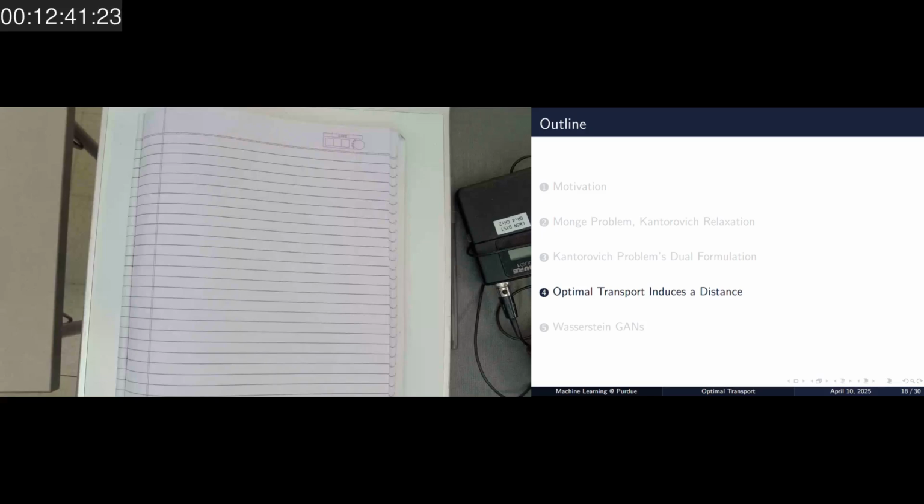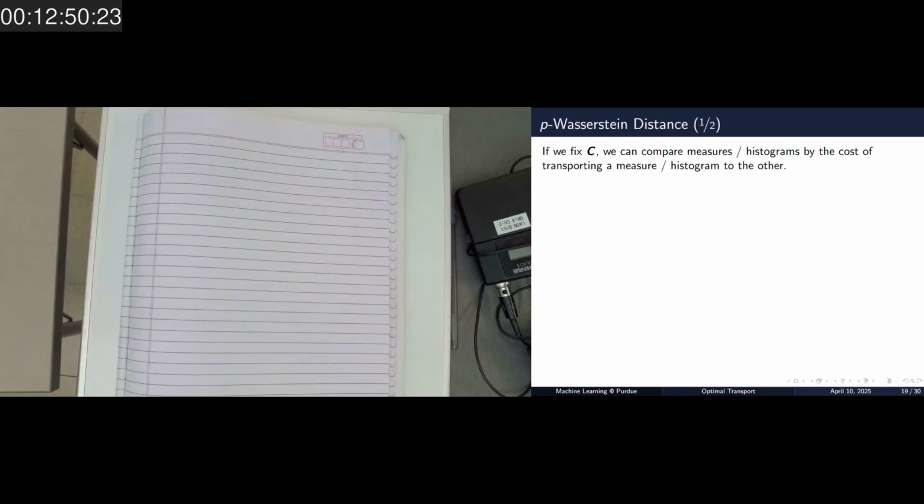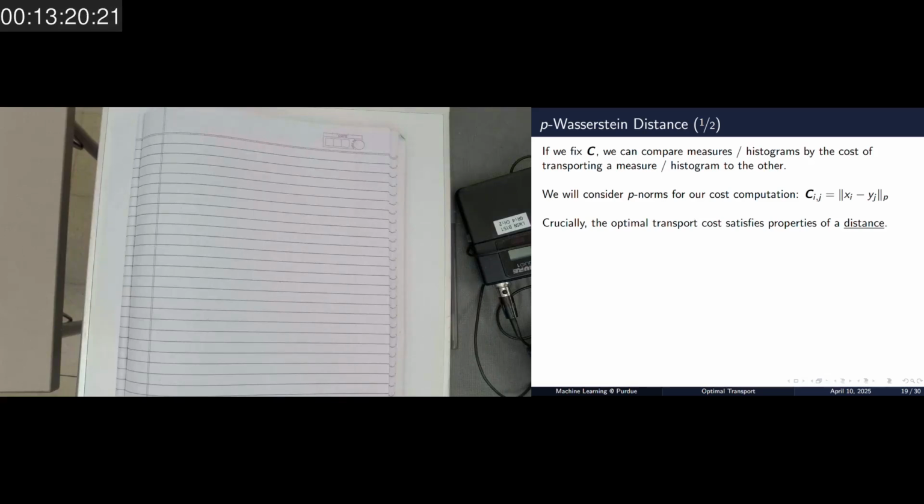Now we will talk about something that is incredibly important, and it is that optimal transport internally induces a distance. So if we fix C, we can compare measures and/or histograms, it's synonymous, by the cost of transporting the histogram or measure from alpha to beta. So we will effectively use a fixed function to compute distance at a pointwise level. So C_ij is the p-norm of x_i minus y_j, whatever vector you obtain at the end, and you then basically lift this pointwise distance into a distance in measure space.